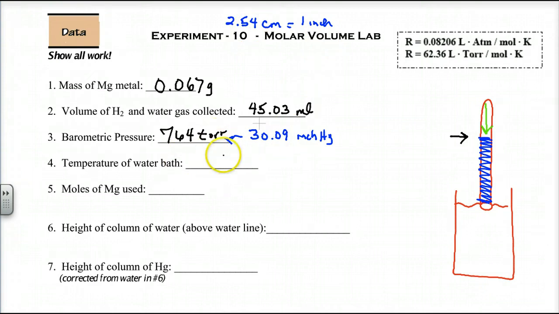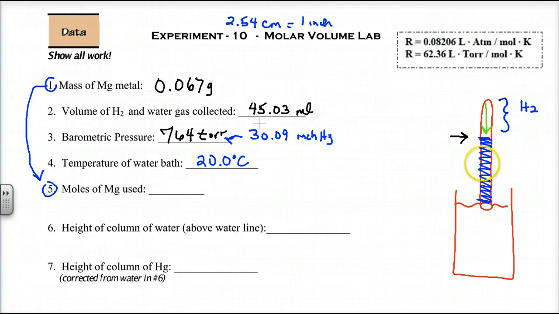Okay. Temperature of the water bath, let's just make that 20.0 degrees Celsius. Moles of magnesium used, we're going to get that from the grams directly. We'll need that later. Okay, I'll wait on that. Now, this is very important. You should understand clearly that you collected some gas on top of the eudiometer, and that was hydrogen. And because we collected by water displacement, we also have some water evaporating.